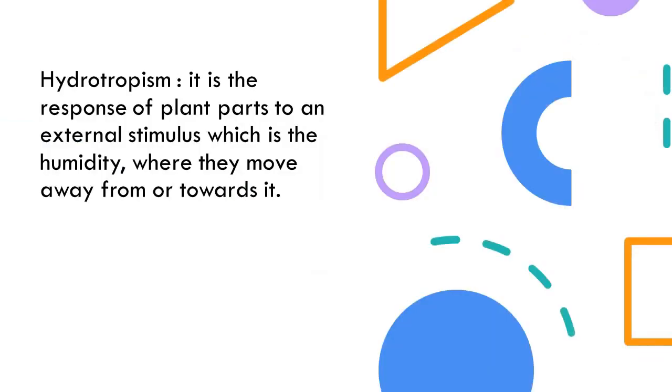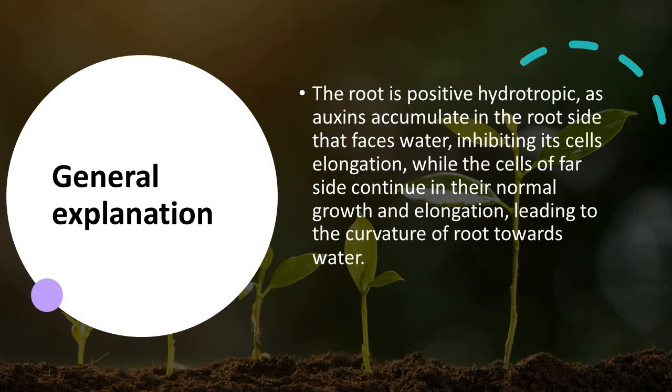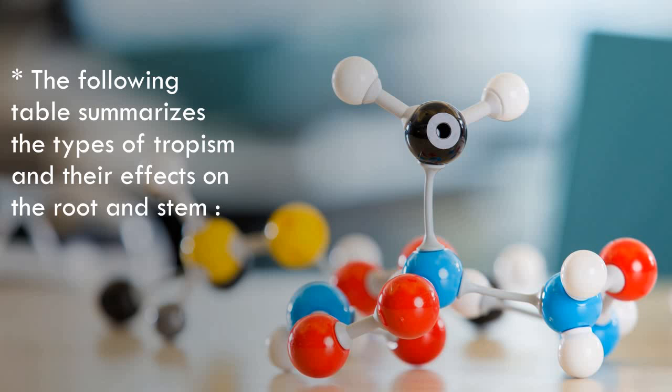Hydrotropism. Hydro, it is the response of the plant to humidity or water. The root is positive hydrotropic, as the auxins accumulate in the root side that faces the water and inhibit its cell elongation.